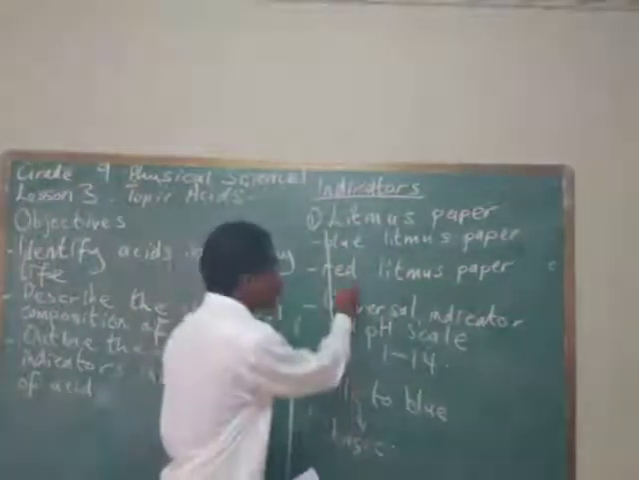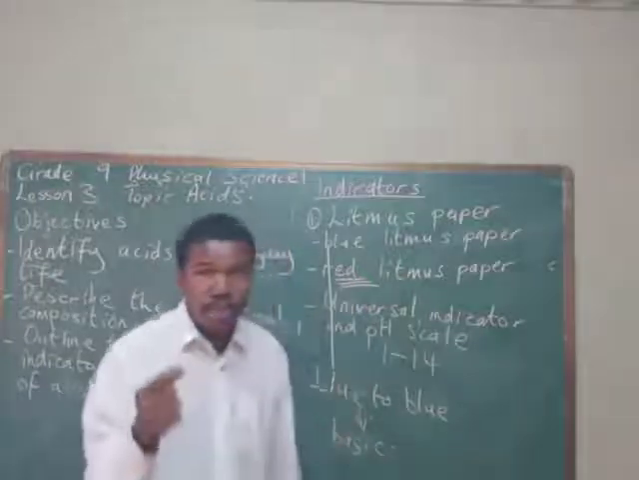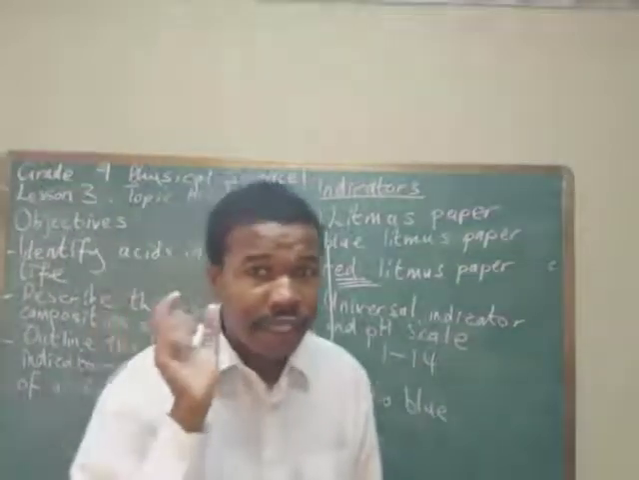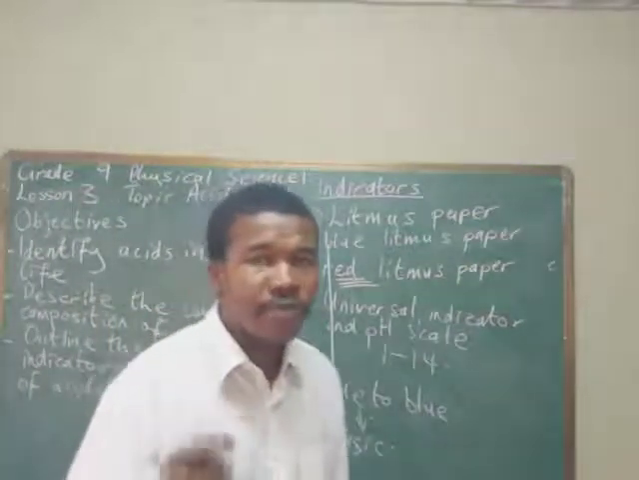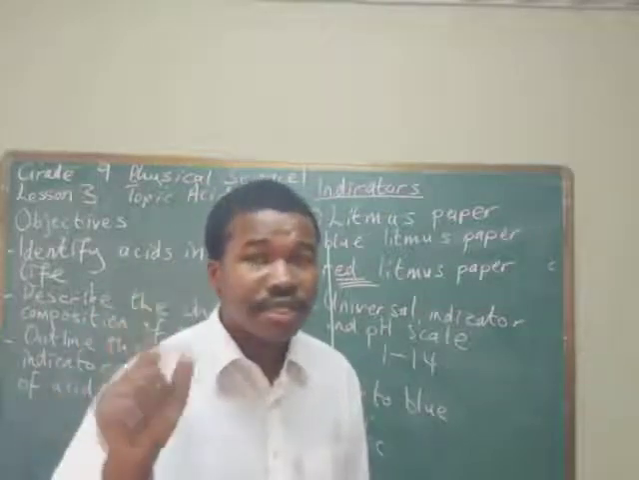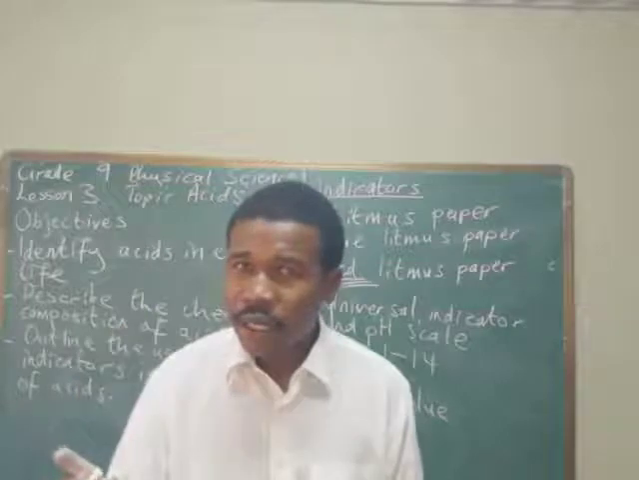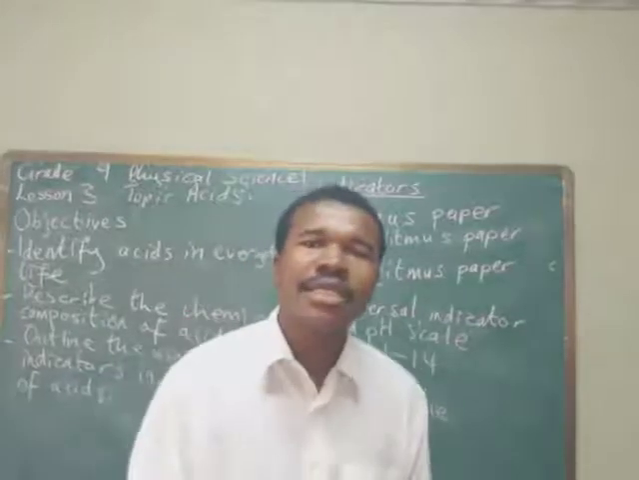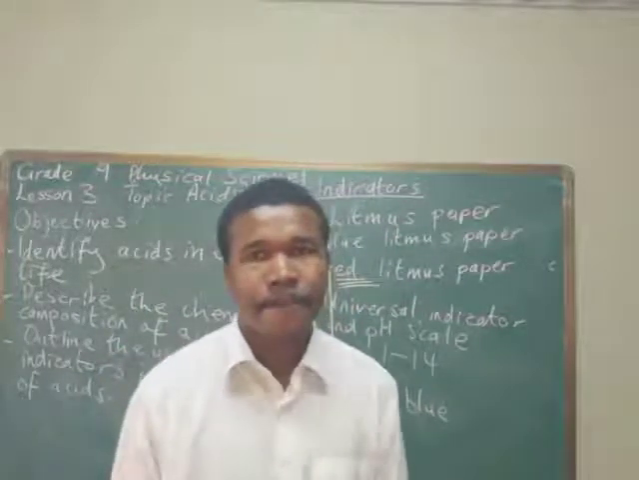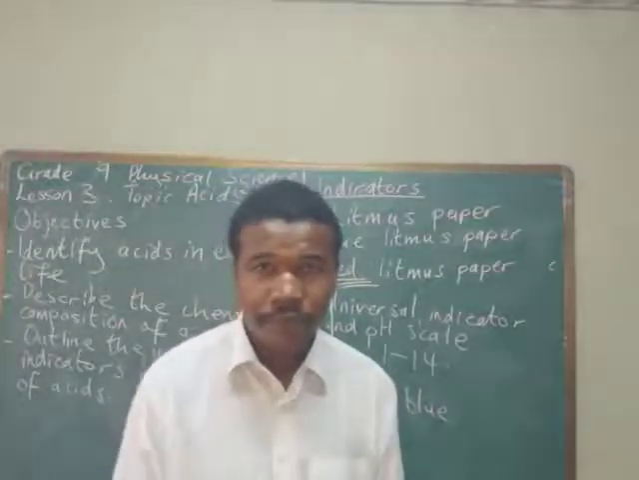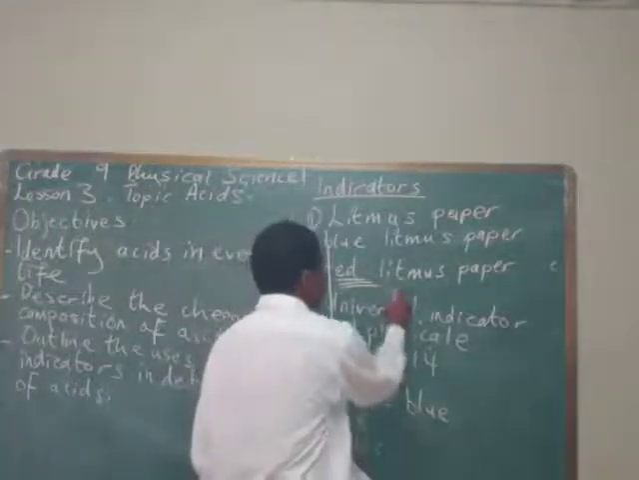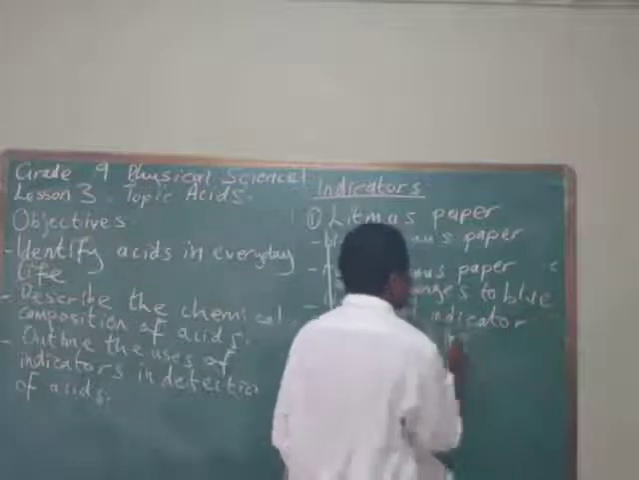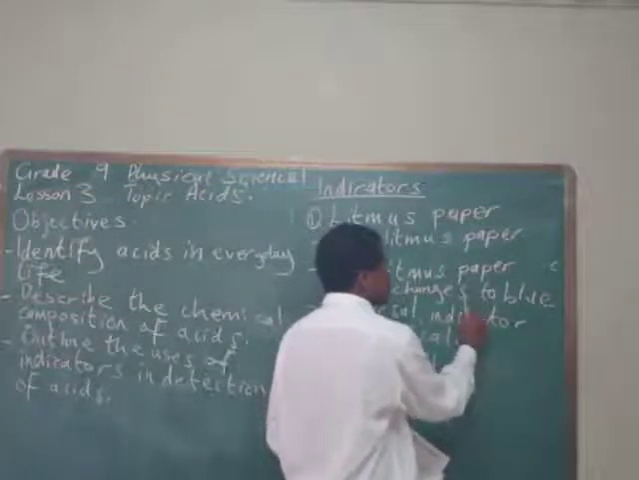We also have red litmus paper. The original color is red. You can rewind and listen again if you didn't really get what I said. If we dip red litmus paper into a substance and it changes from red to blue, then again that substance is basic. It is alkaline. If red litmus paper changes to blue, then that substance is alkaline.